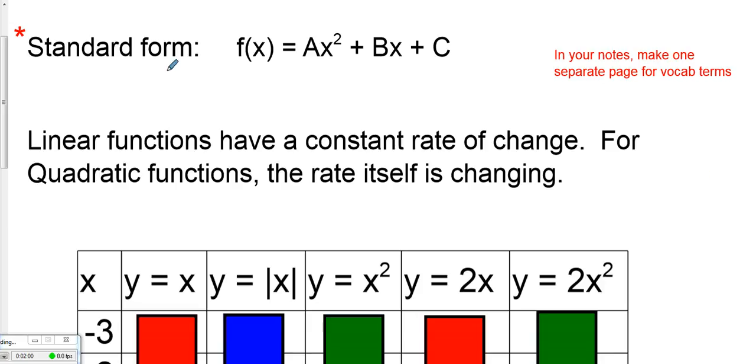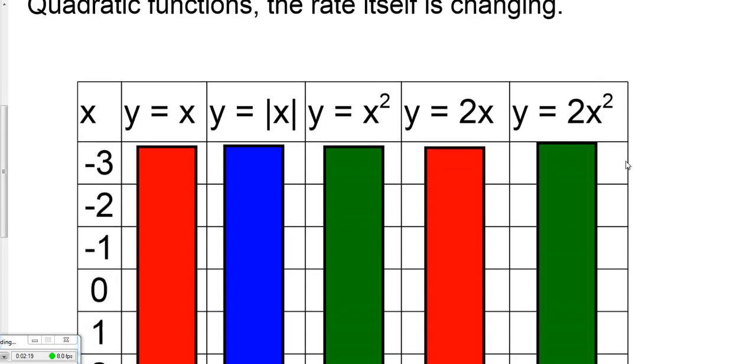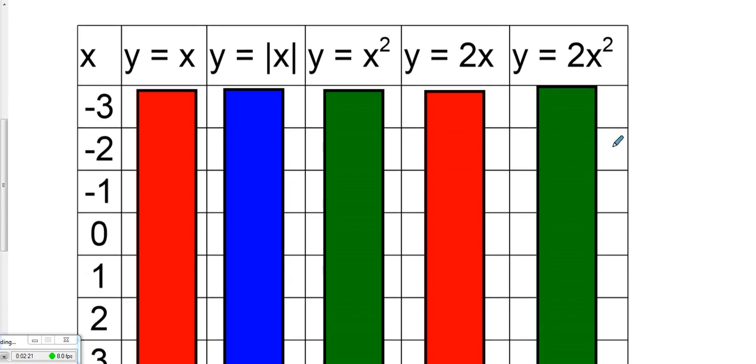Now that's not true for quadratic functions. The rate of change itself is changing, basically saying people are getting faster as they're going or slower as they're going over time. So you don't stay going that 60 miles an hour or $5 per week or whatever it is. Your rate changes is what we're getting at.